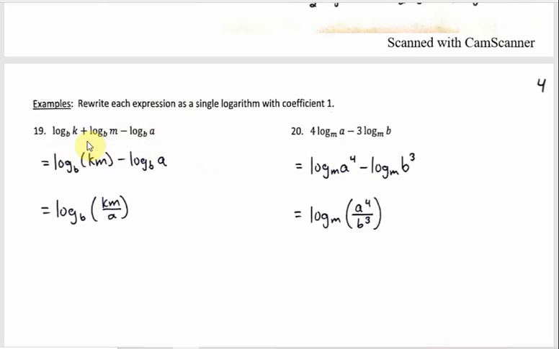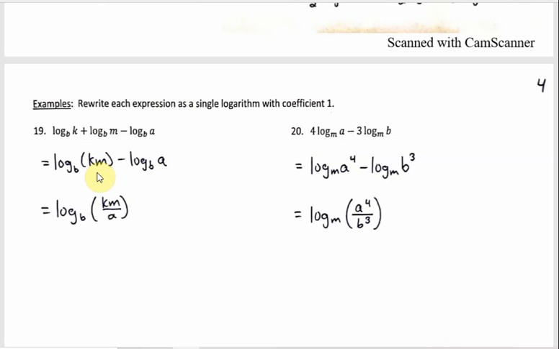So I'm just going to go piece by piece here. I'm going to deal with the plus first. And I said, okay, if you have the sum of two logs, you could combine that together into the log of the product of K and M, which is what that is. So that's number 4 just reversed, right?